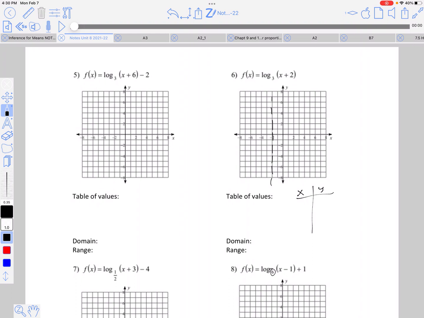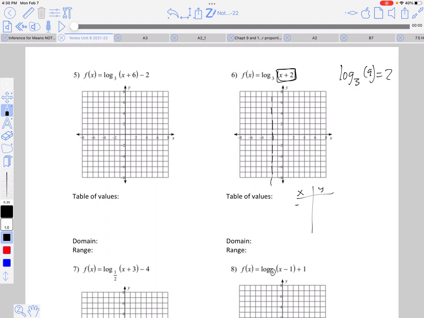Okay, so I can't plug in a -2. Now remember, I'm working with 3's, right? The base is 3. So it's always asking what was the exponent to get the argument. For example, if I have log base 3 of 9, what was the exponent to make 3 become 9? A 2. So you got to get your mind in log mode.